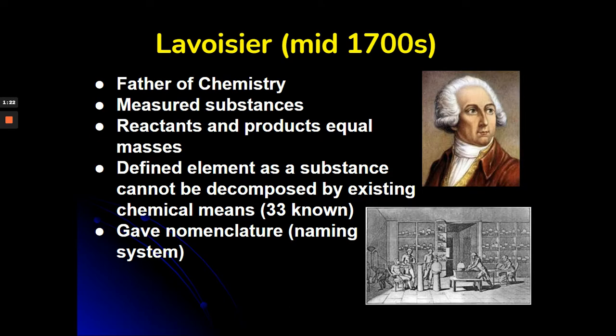Lavoisier really is the reason we have chemistry. He is considered the father of chemistry. So mid-1700s, he started measuring substances. He realized that reactants and products have to have equal masses, which is where our law of conservation of mass comes from. He defined the element as a substance that couldn't be broken down chemically, meaning that you can't break up the element, and that's because it's made of the same type of atoms, and you can't separate things that are similar. He also helped give us our nomenclature, so all those naming rules that we follow.